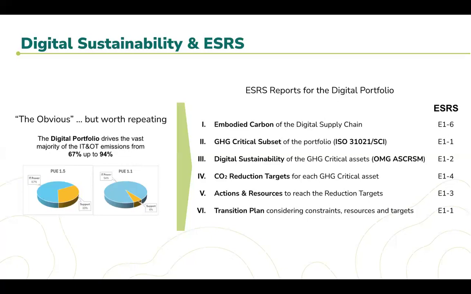Then measuring the level of sustainability of each application. Then we use an OMG standard whose name is ASCRSM. Based on that, we have been able to calculate the reduction target for each single critical asset, the actions needed to arrive at that target, and the resources in terms of work estimation. All this made Autostrade able to build a transition plan from the current situation to the final transition to a more sustainable portfolio. Next slide, please.